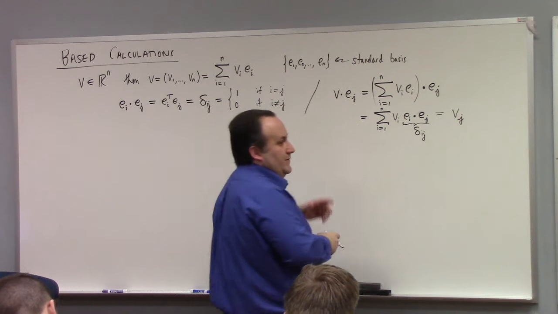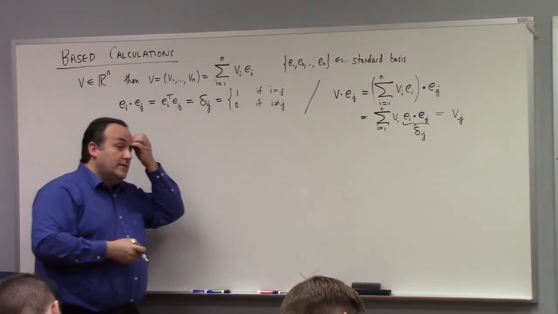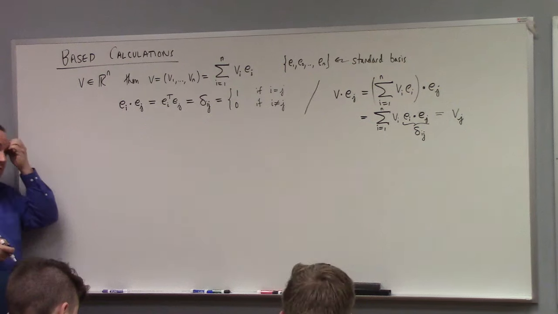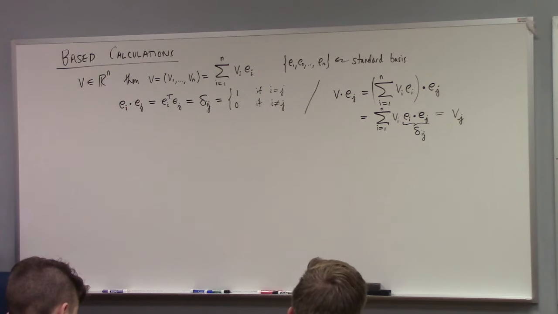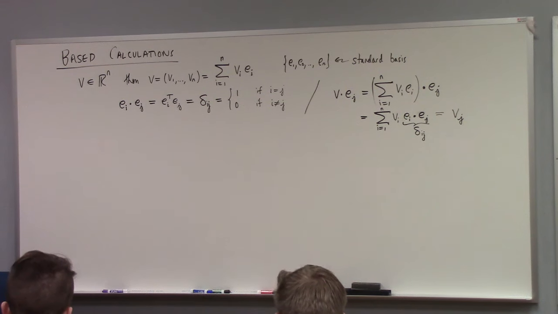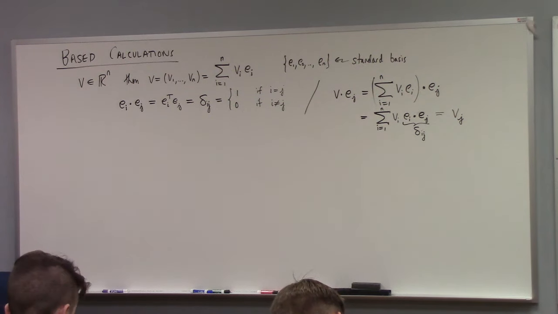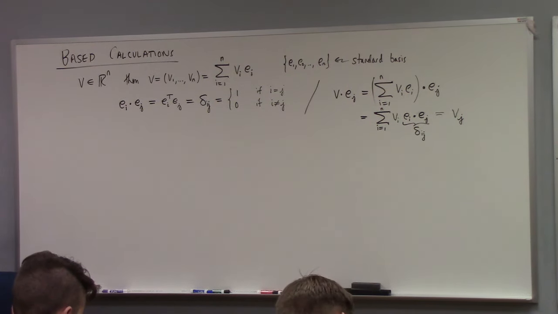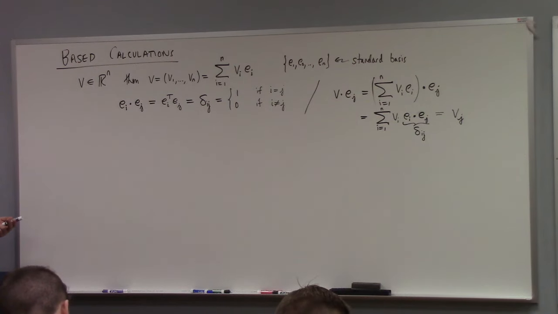In short, if you want to select the component with respect to the standard basis, just take the dot product with the jth standard basis element. That picks off the jth component. You know this from calculus 3, if you've had calculus 3, right? Like the vector dot i hat gives you the x component, the vector dot j hat gives you the y component, the vector dot k hat gives you the z component. Or if you're in my class, x hat, y hat, z hat.